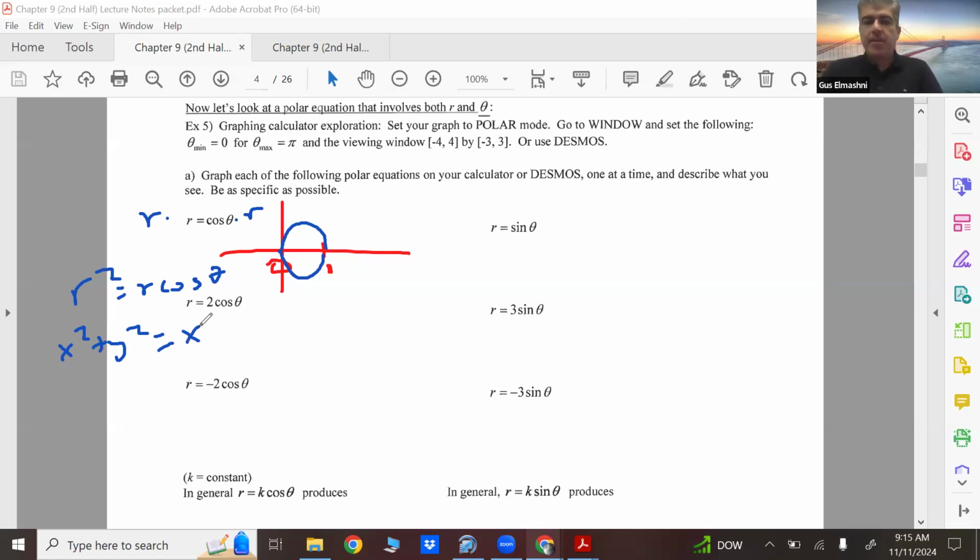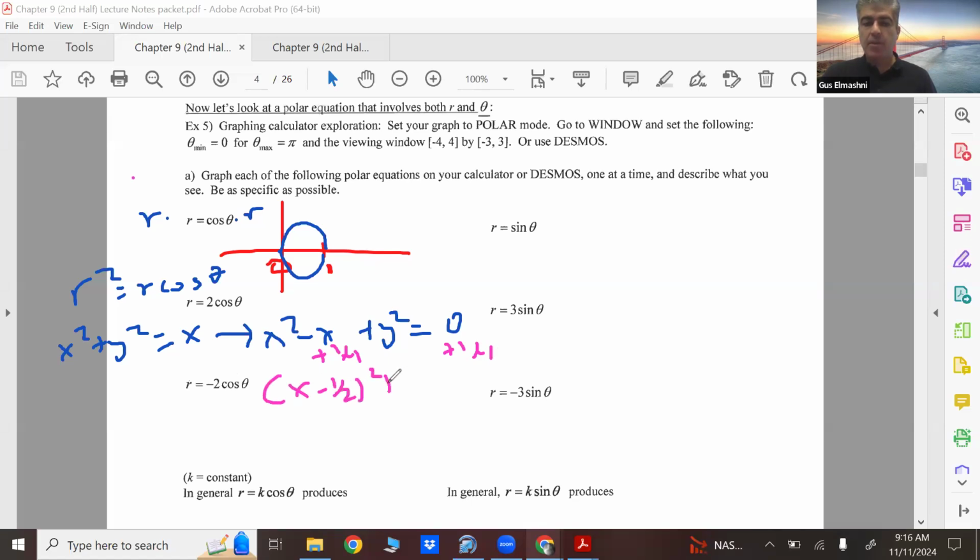What is that going to be? A circle, right? And if you were to complete the square, how do you complete the square for this one? You have to add 1/4 to both sides. Why am I adding 1/4? Half of -1, which is -1/2, and square, which is 1/4. So you get x minus half squared plus y squared equals 1/4. What's your center? 1/2 comma 0, and what's your radius? 1/2. So that should make sense, right?